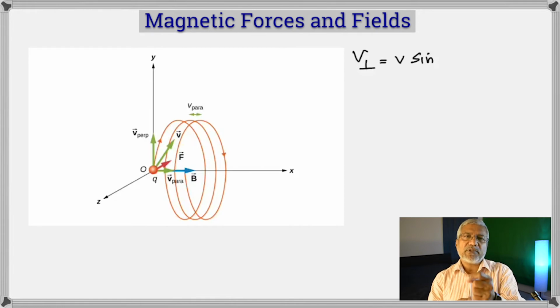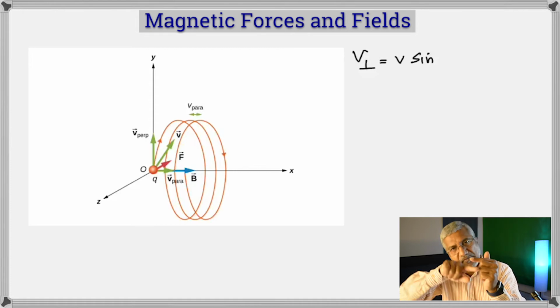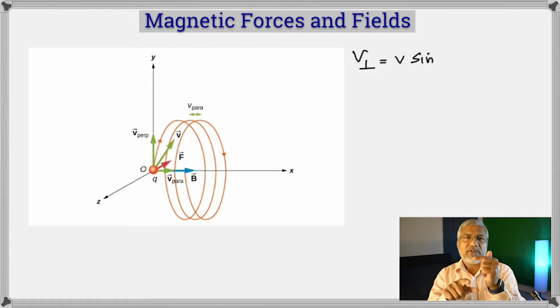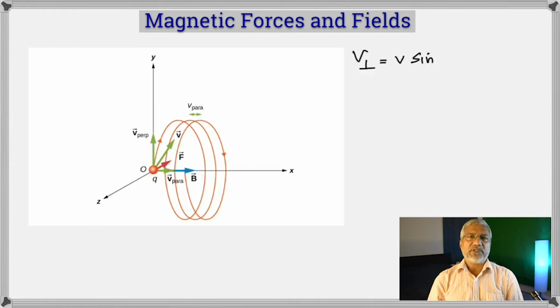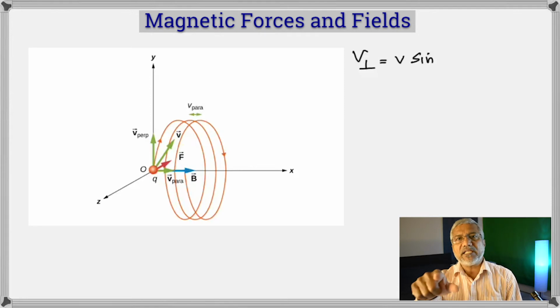The component that is parallel to the magnetic field creates no force. Remember, when a charged particle moves parallel, there's no force acting on it. So that velocity is unaffected. But the perpendicular component will make it go around in a circular path. So now you have two motions combined: circular motion combined with straight line motion. That will give it a helical path.